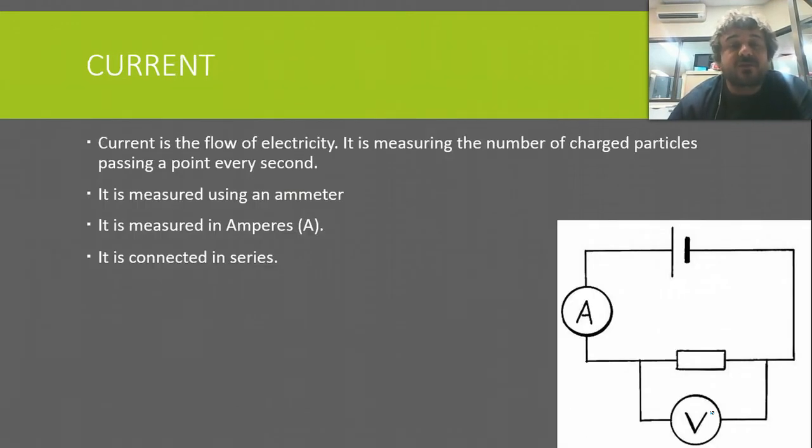All right. So what is current? Basically, current is the flow of electricity. We use it to measure the number of charged particles passing a point every second. As far as you guys are concerned, we measure it using an ammeter. That's this symbol here. And it's measured in amperes. That's the unit. Or you can just call it amps. And we connect it in series. So it actually measures the particles going through.